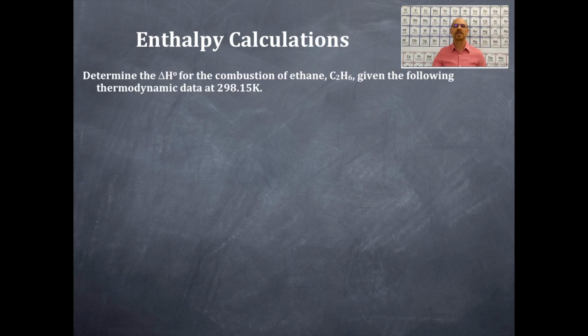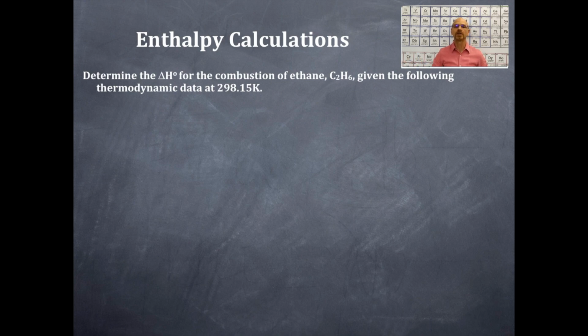So we're going to determine the change in enthalpy, that is the delta H naught, for the combustion of ethane. Ethane is C2H6, that's a gas, given the following thermodynamic data at 298.15 Kelvin. That's 25 degrees Celsius. By the way, you should be looking in the back of your textbook. There should be an appendix of thermodynamic data. And this is just the necessary thermodynamic data from that table that I've extracted.